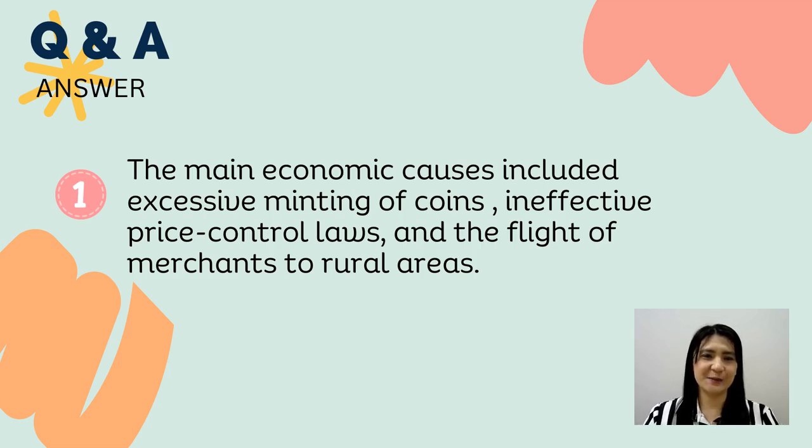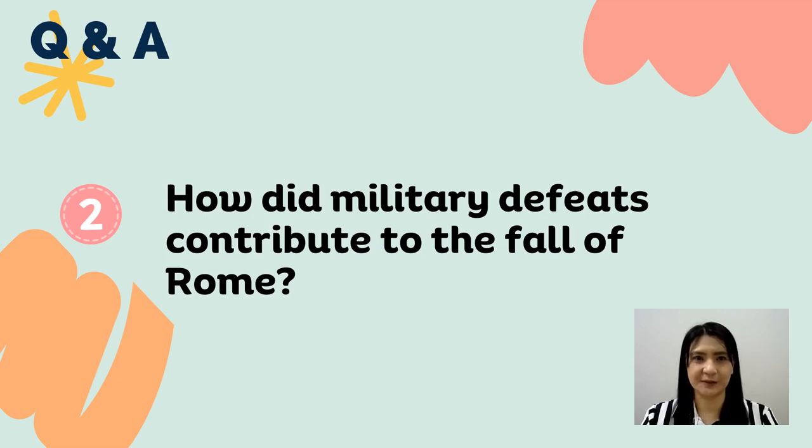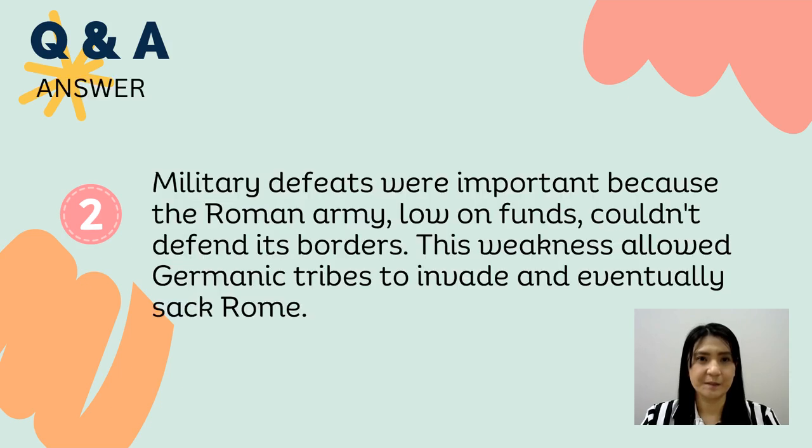Okay, let's move to question number 2. How did military defeats contribute to the fall of Rome? Answer. Military defeats were significant because the Roman army was weakened by lack of funds. Then they were unable to protect the borders. This vulnerability allowed Germanic tribes to invade and eventually sack the capital, Rome.